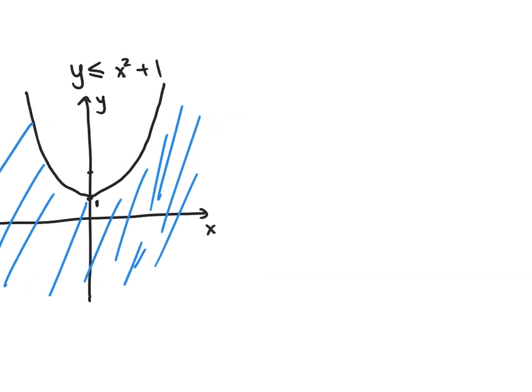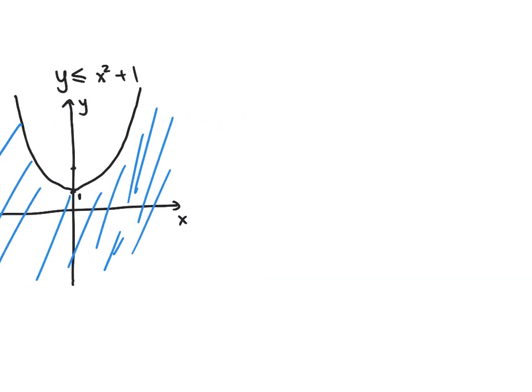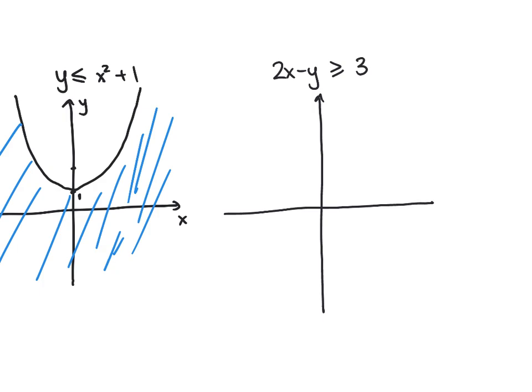A third example we will do over here is sketch the graph of 2x minus y is less than or equal to 3. Now, the way I would look at this, again, we have to sketch the line, is to rearrange it so that it's in slope-intercept form. That's how I would probably do it. So I rearrange it to be y is less than or equal to 2x minus 3.